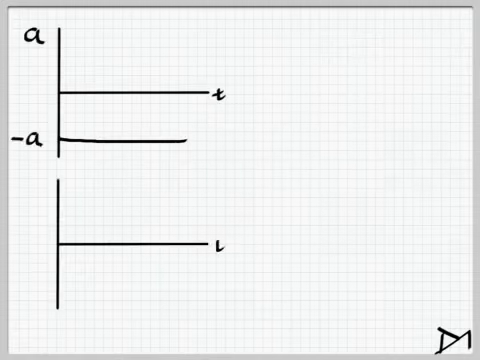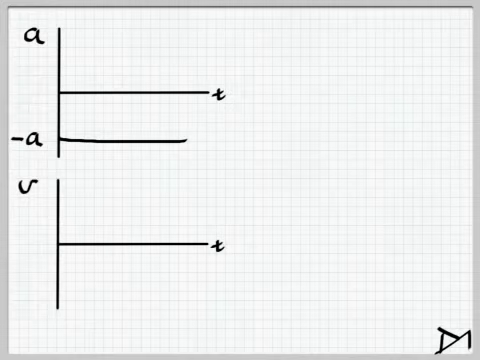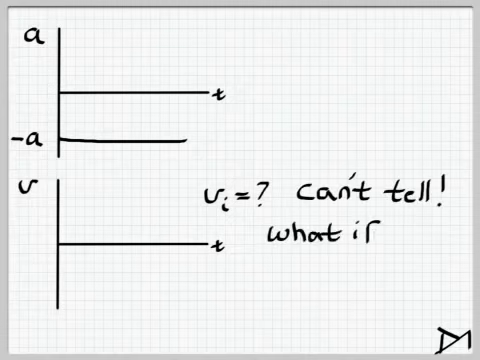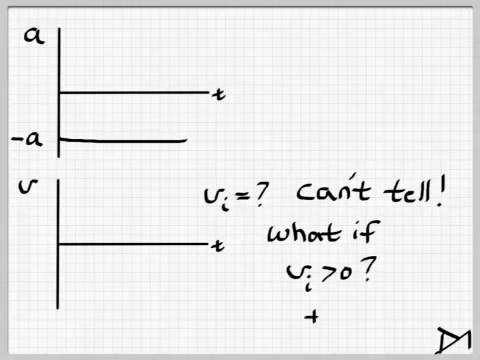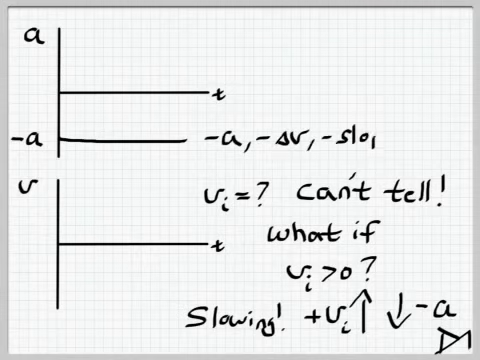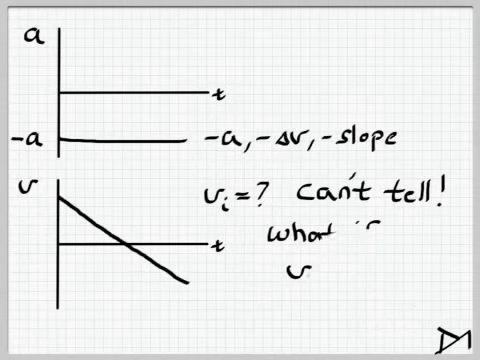Let's say we have this acceleration versus time graph. What's the velocity versus time graph going to correspondingly be? Well, v initial, can we tell? No. We have acceleration versus time. We cannot tell the initial velocity. Let's say the initial velocity is greater than 0. In that case, we have a positive initial velocity and a negative acceleration, so it's slowing down.